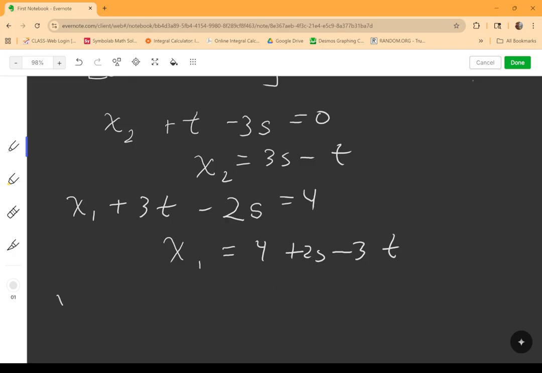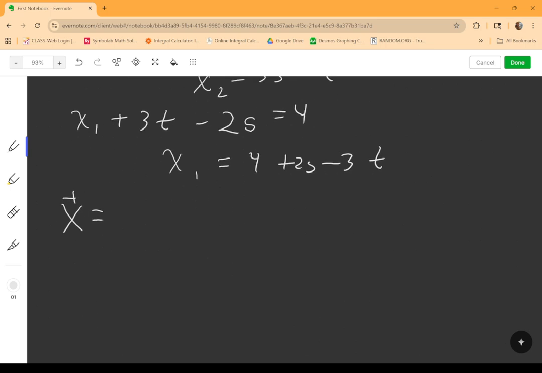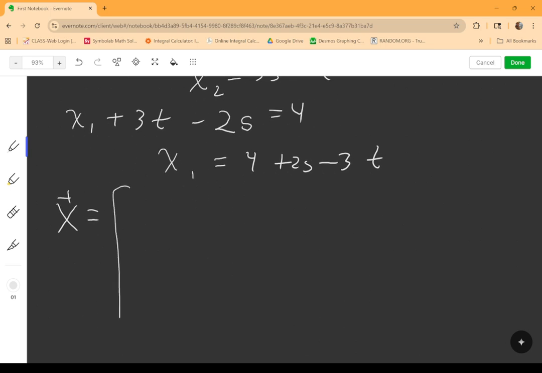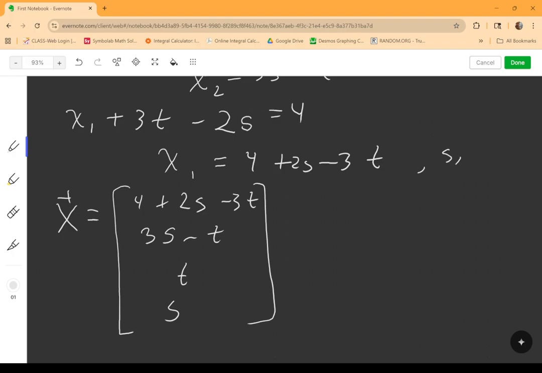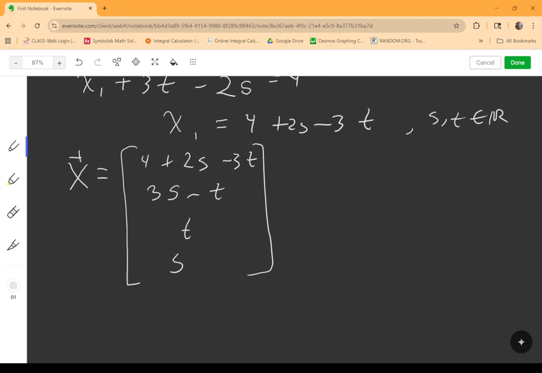Okay, so now we can write our solution vector, right? Taking all that we have up here, x1 was 4 plus 2s minus 3t, and then here 3s minus t, and then t and s. All right, and again here, s and t are just some real numbers. All right, and before we just wrote our vector in this form here.